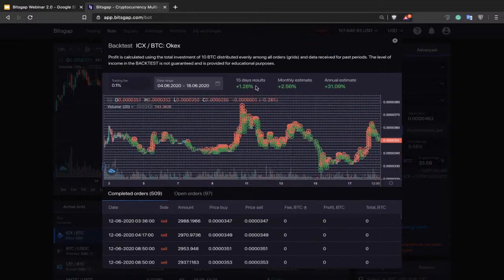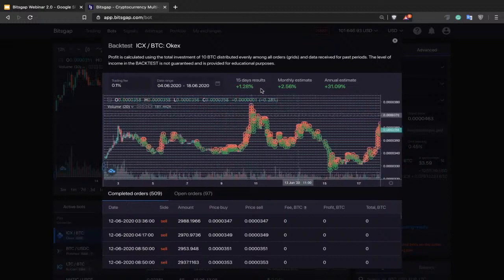So in this case, as the market was falling, the bot would have only generated 1.28% for that period of 15 days. And yeah, so that is what backtesting is all about. It takes historic data to simulate, to backtest. That is why it's called back, and that is why it's called test. So it tests historic data.